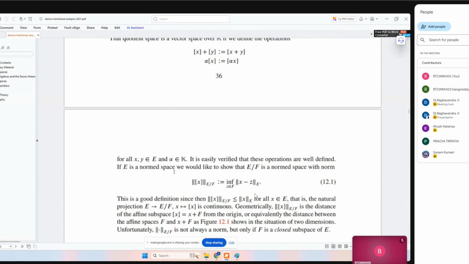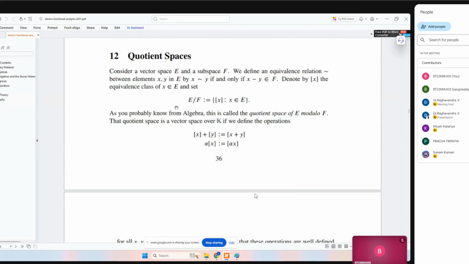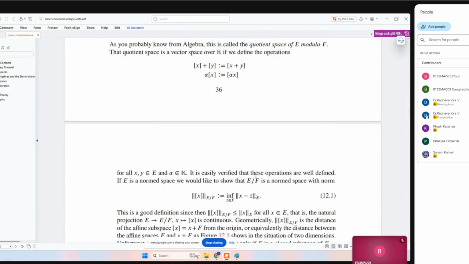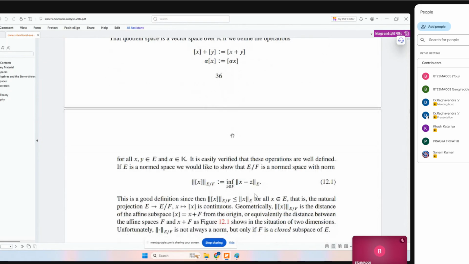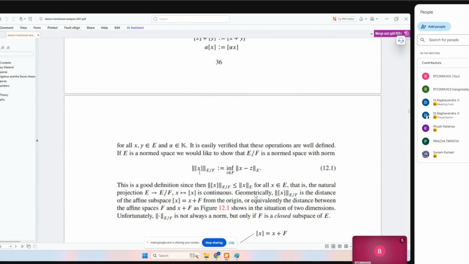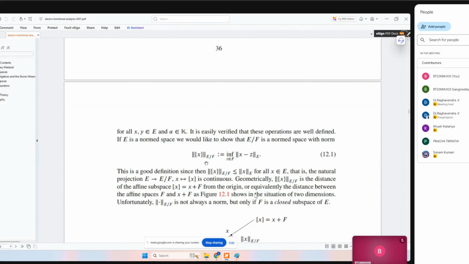If E is a normed linear space, now I am getting into functional analysis. Instead of a vector space E, suppose E is a normed linear space. Then I would like to define a norm on the quotient E over F. How do we define it? You define the norm of x in the quotient E over F, this is the quotient norm. Take any z in F and look at the norm of x minus z. Take the infimum. This infimum, the definition 12.1, gives you a norm.